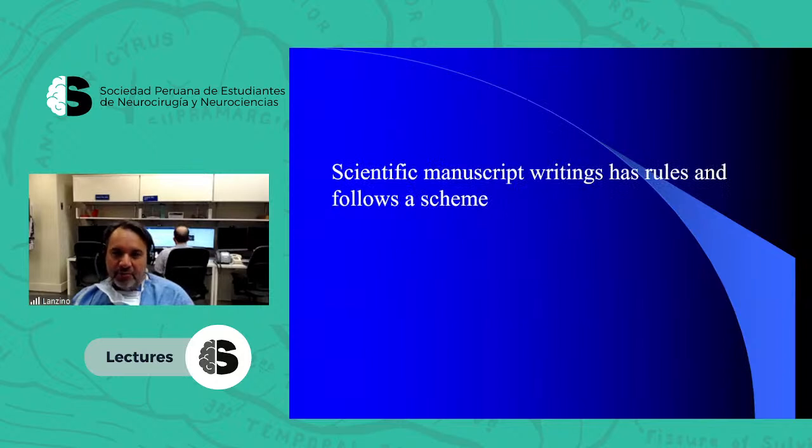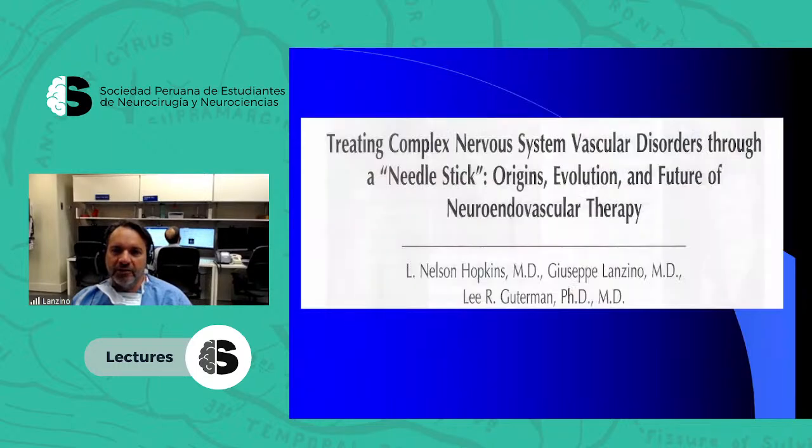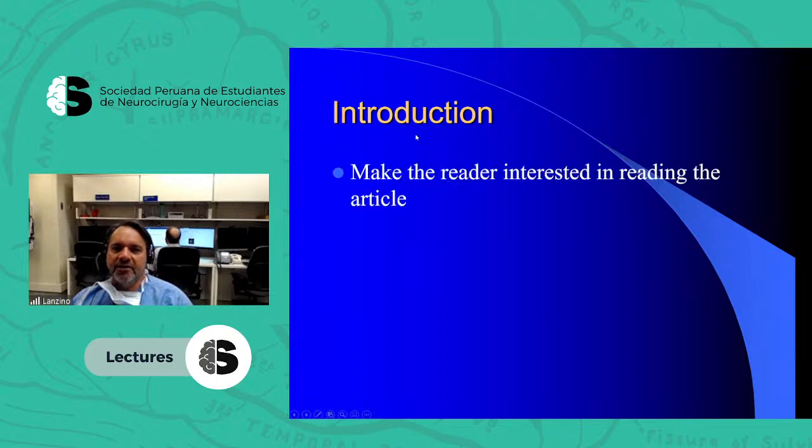Now, the other basic concept is that scientific writing has certain rules, and in a way, a scientific manuscript has a fairly well-defined scheme. And once you understand and follow that scheme, writing becomes much easier. We talked about the title and what the title means. And then when we were talking about the introduction, we stressed a couple of focal points.